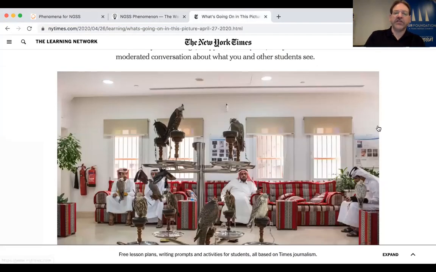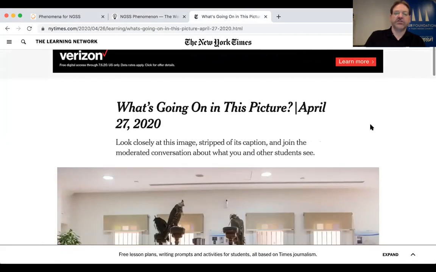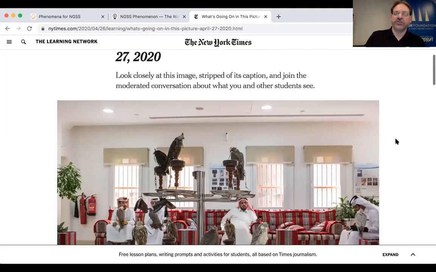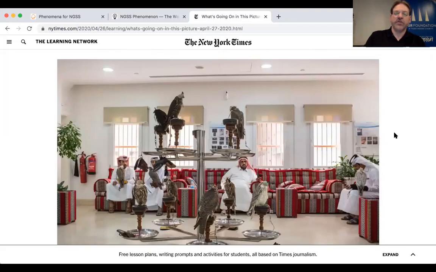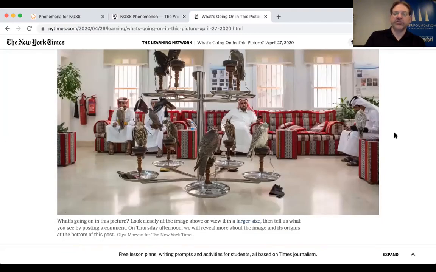And then the final site that is great is from the New York Times called What's Going On in This Picture. So this is something they have weekly where they take a picture from one of their articles and they post it without the caption. And so you can ask students questions about what they think is happening and why they think it's happening.